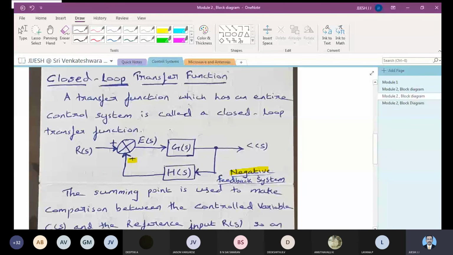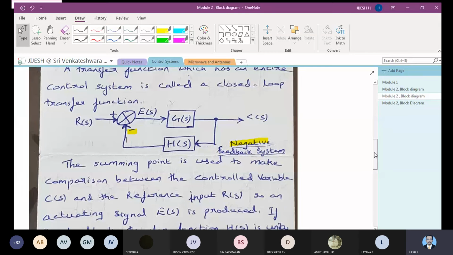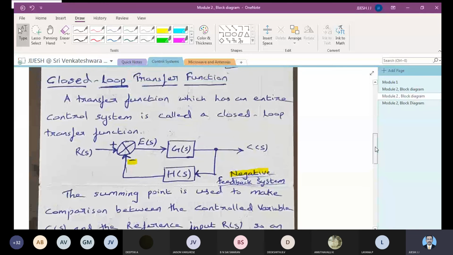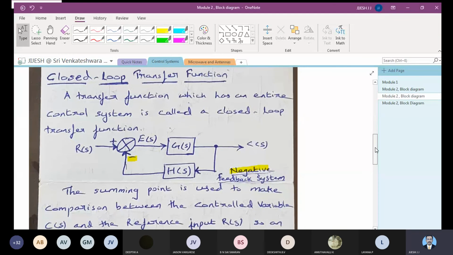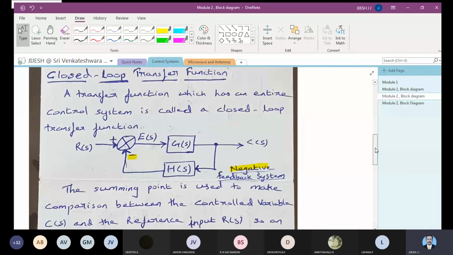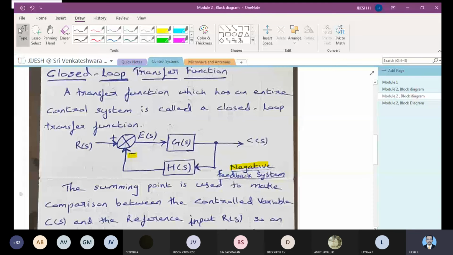Now this feedback, you can call it a negative feedback since the feedback ends in negative, that is, the symbol you have put here is negative. So you can just draw this figure and continue further. All of you write down closed loop transfer function, draw this diagram, and the summing point is used to make the comparison between the controlled variable C of S and the reference input R of S.